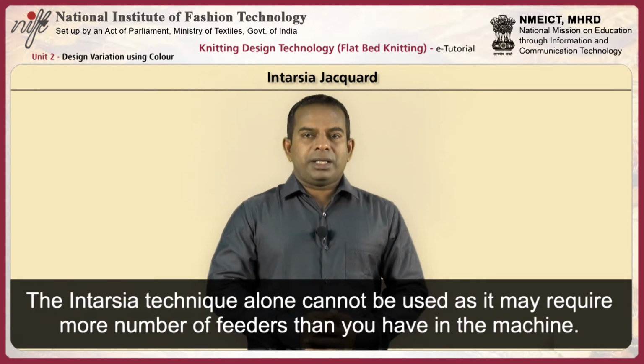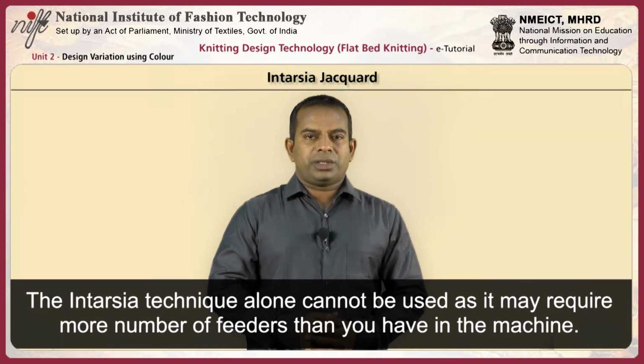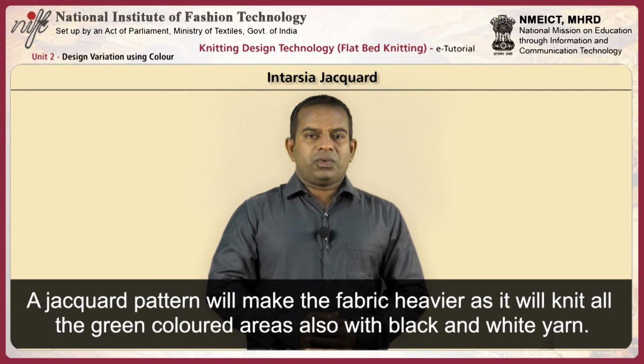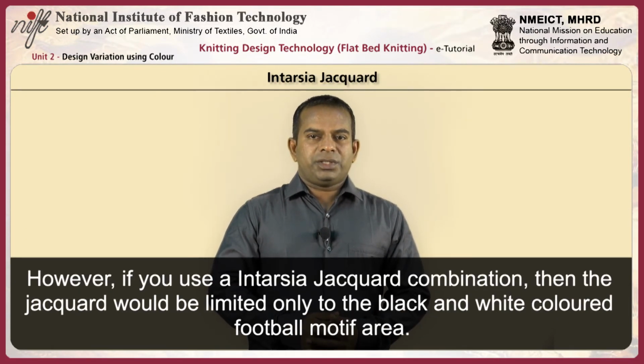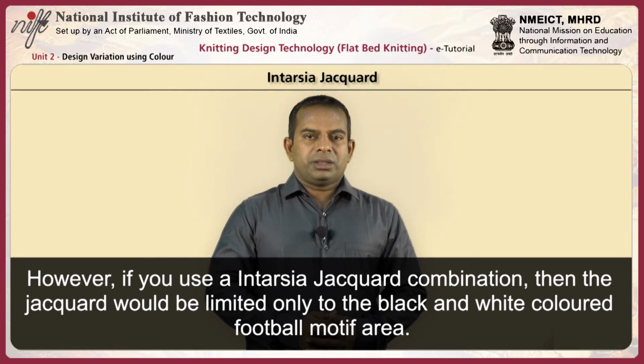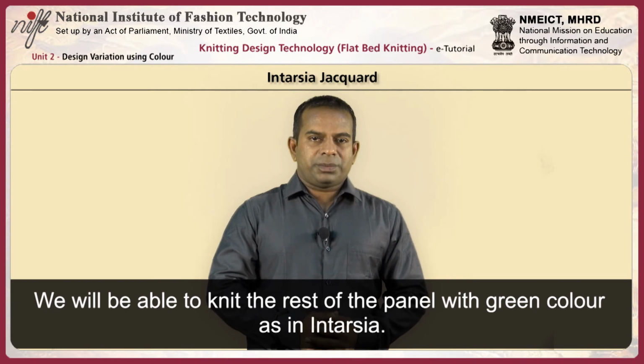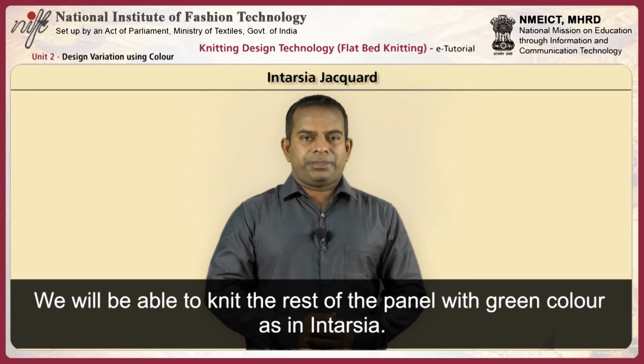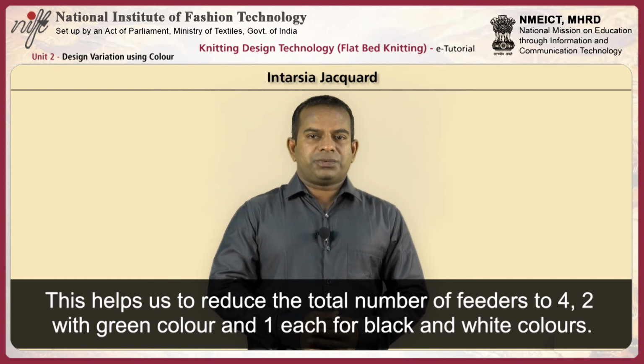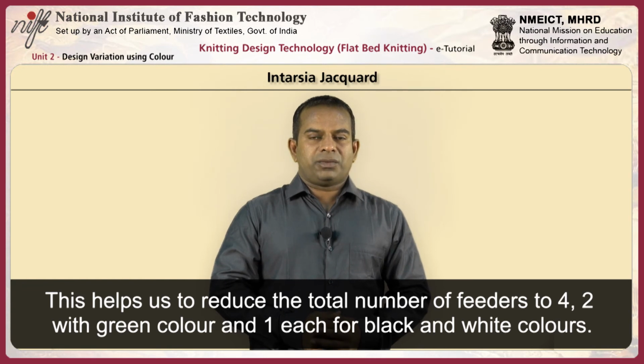The Intarsia technique alone cannot be used as it might require more number of feeders than you have in your machine. A Jacquard pattern will make the fabric heavier as it will knit all the green colored area also with black and white yarn. However, if we use an Intarsia Jacquard combination, then the Jacquard would be limited only to the black and white colored football motif area, and we will be able to knit the rest of the panel with green color as in Intarsia. This helps us to reduce the total number of feeders to 4, 2 with green color and 1 each for black and white colors.